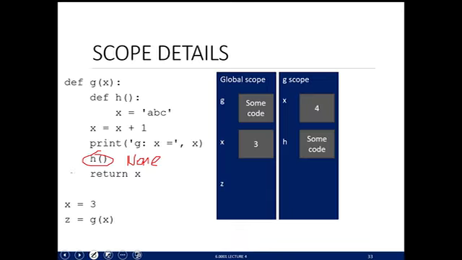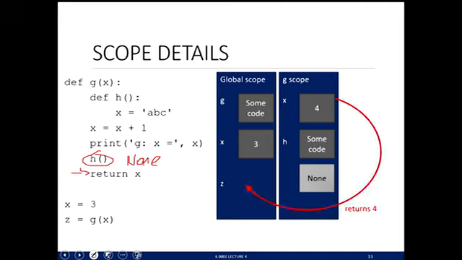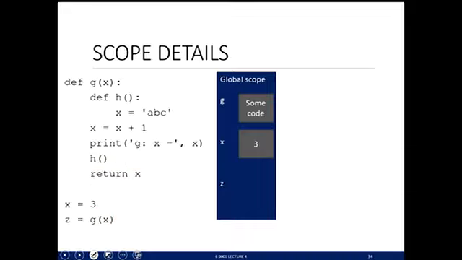So we're finished with that line, and the next line is return x. x inside g is 4. So 4 gets returned back to whoever called it, which was in the global scope here. So this gets replaced with 4. Once we've returned x, we've completely exited the scope of g and come back to whoever called us, which was the global scope, and z is equal to g of x completely got replaced with 4, the return value. Okay?